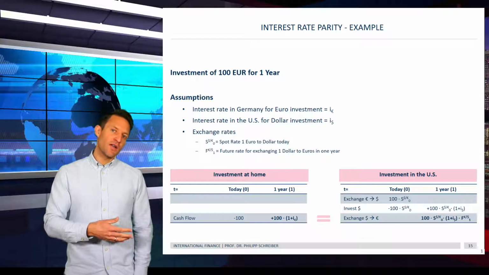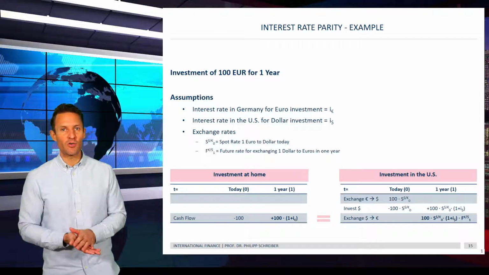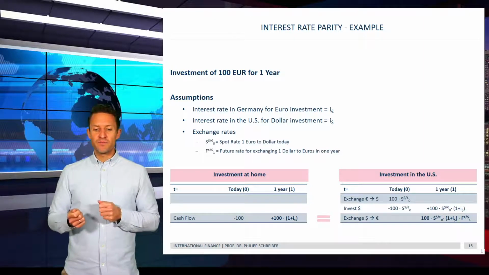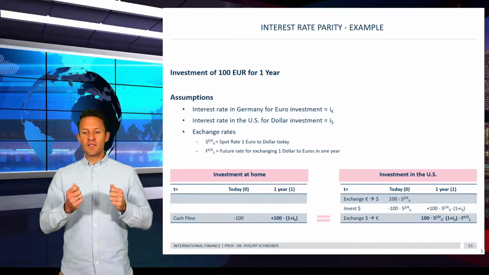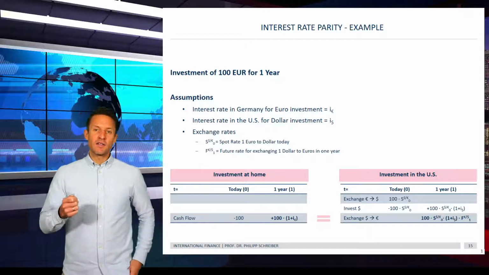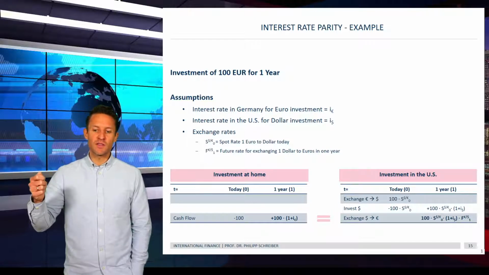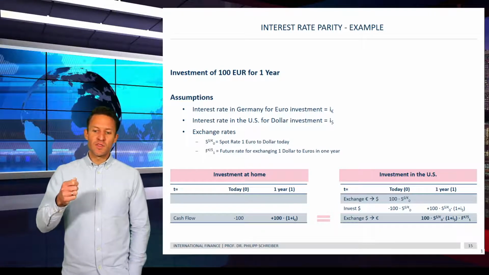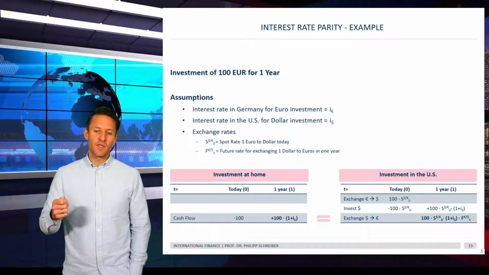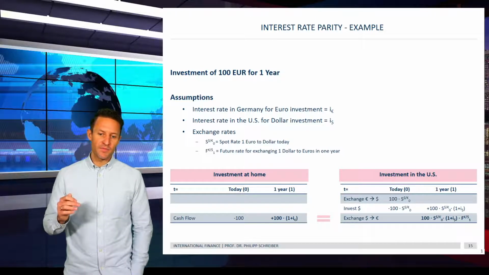And we have no money in our bank account today because we gave it, we have it in the bank account. We don't have it in our pocket. It's invested at the bank. And then 1 year later, the bank pays us back our investment, which is 100 times exchange rate, times 1 plus the interest rate for US dollars. So 100 times spot rate dollar euro times 1 plus I dollar. So this is the third line here in this cash flow statement on the bottom right.